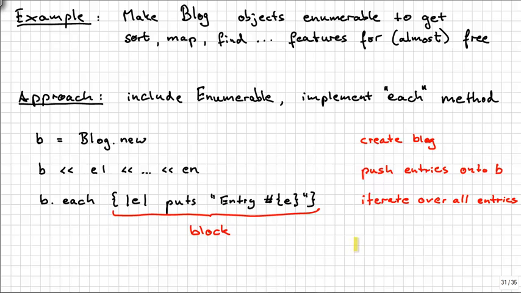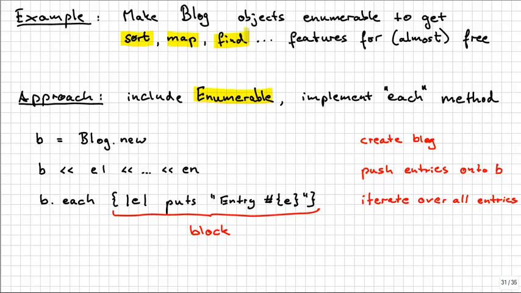We'll now use a second mixin, namely the enumerable module, to make blog objects enumerable, meaning that we can iterate over them individually. And that will have the added benefit that we can rely on methods such as sort, map, and find, which all come together with the enumerable module that we mix into our class.